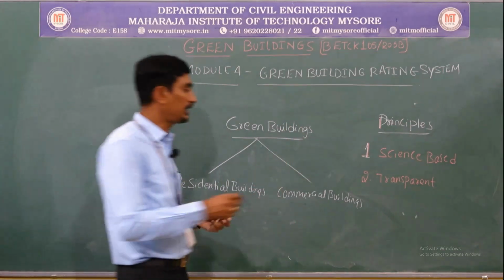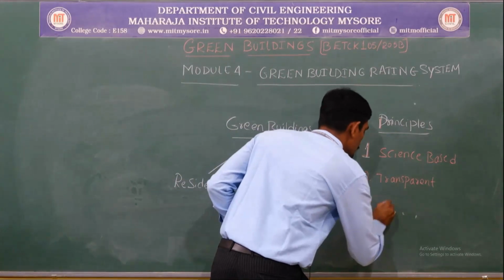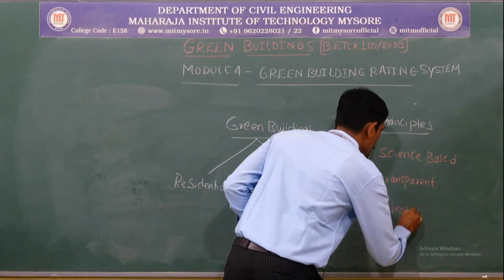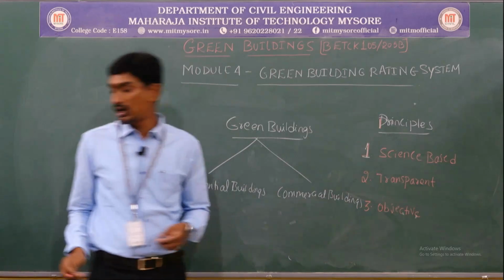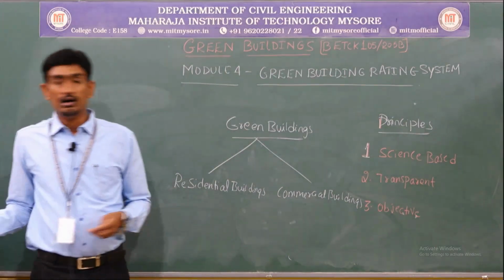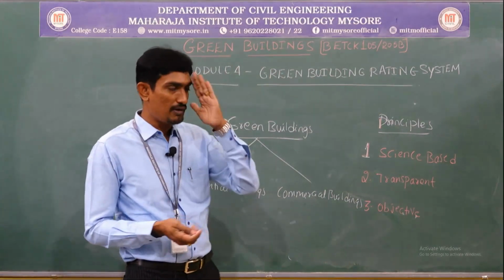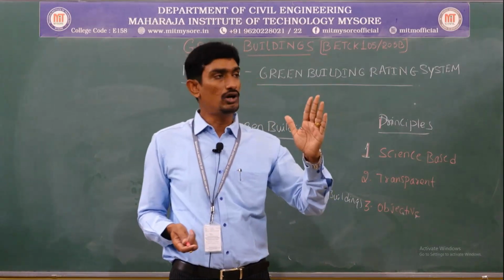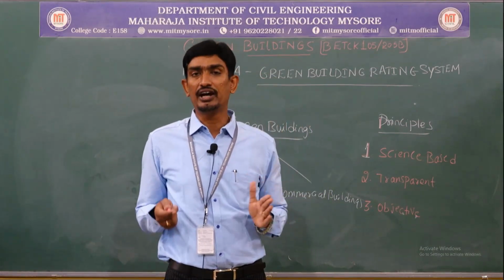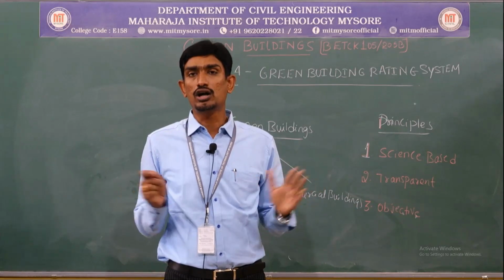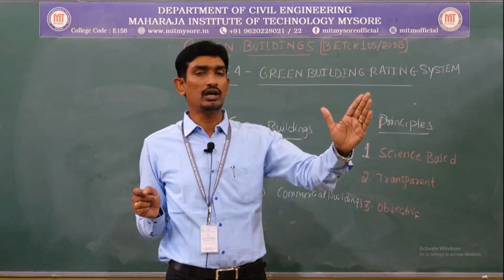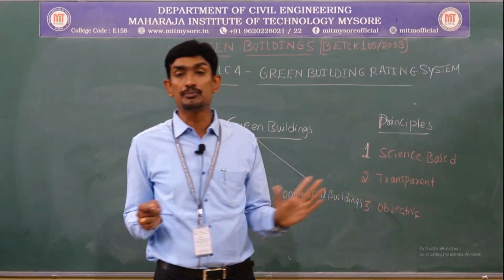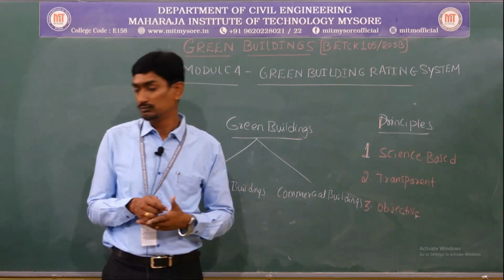Next, objective. What is the meaning of objective? Objective means I should have a proper aim. I should not have any conflict. The certification body should not have any conflict. I know my objective, what I should do. That is the principle I need to follow. That is objective.